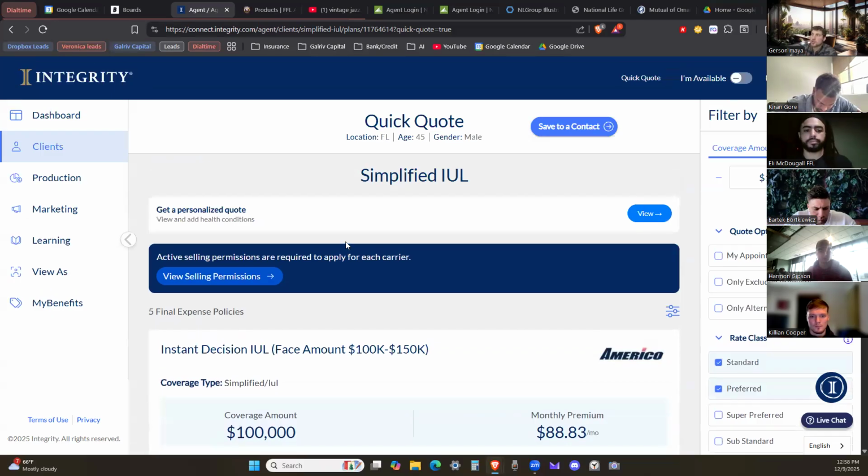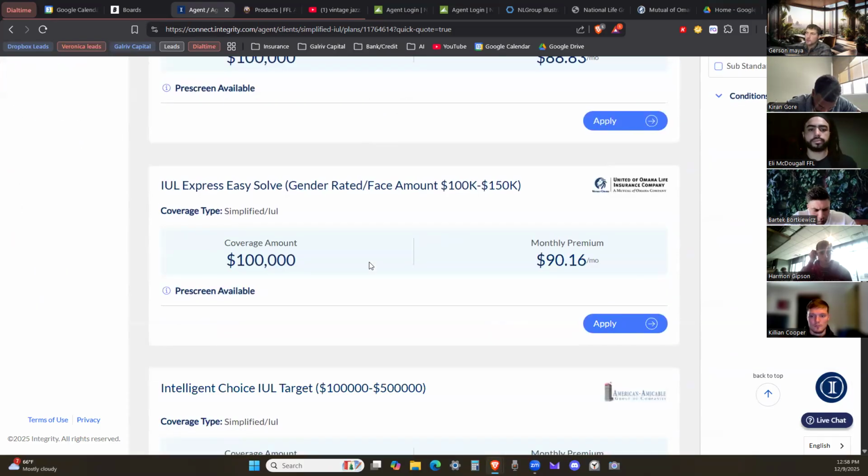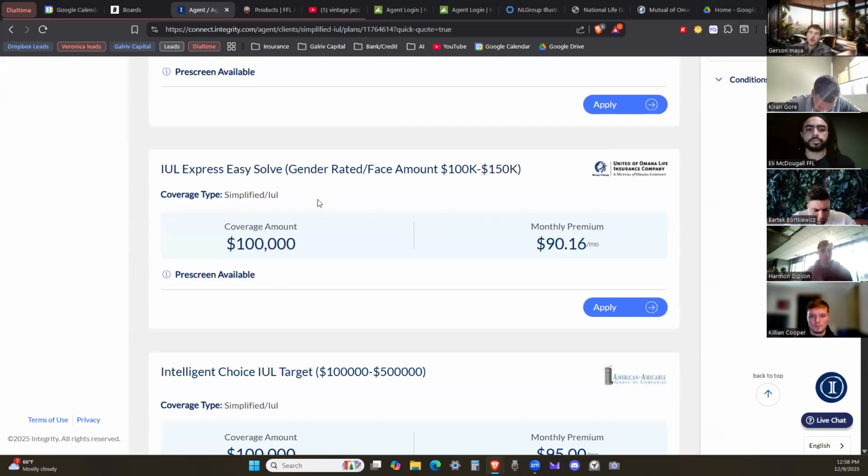I would be an absolute fool, or just not know. But if you know this information and you still decide to set them up with an Americo policy, or let's say a Mutual of Omaha easy solve IUL, to maximize their cash value, and you're selling it to them like it's going to be their retirement income, come on, man, you know better than that. You shouldn't be doing that. That's going to be a great policy for them otherwise.